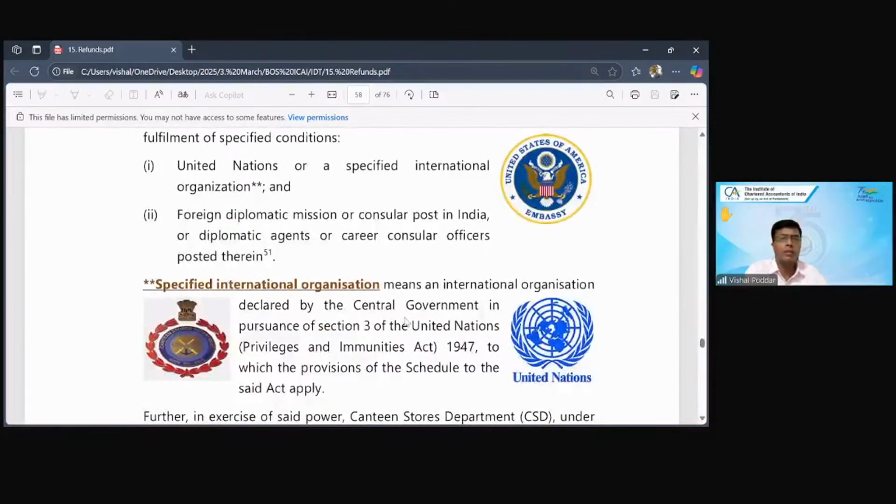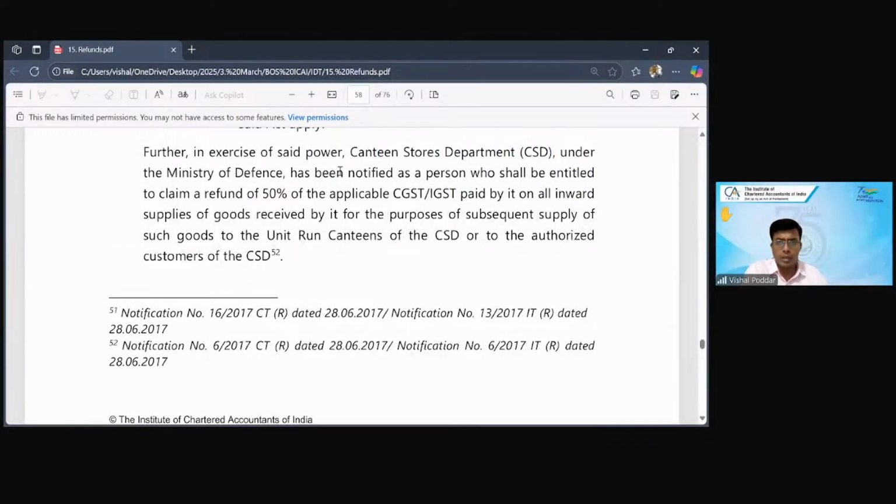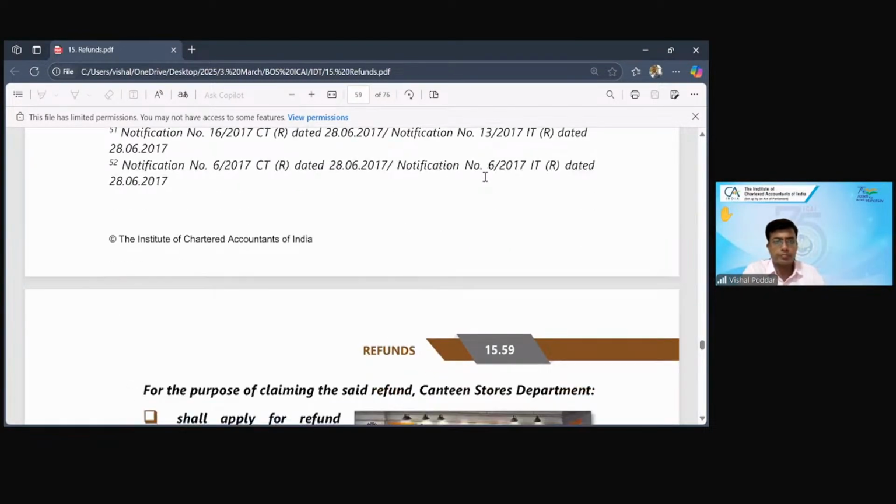Now, who are notified? This is the list of those persons who have been notified. Further, in exercise of the said power, the CSD, that is the Canteen Store Department under the Ministry of Defense, has been notified as a person entitled to claim a refund of 50% of the applicable CGST or IGST paid. So the CSD, which is the canteen run for the military people, is also covered in this, but they are only allowed a refund of 50%.